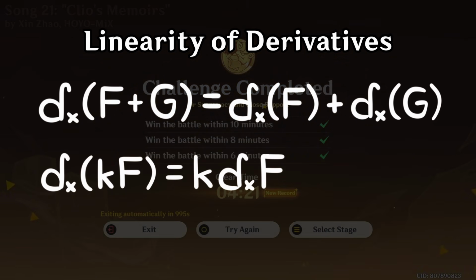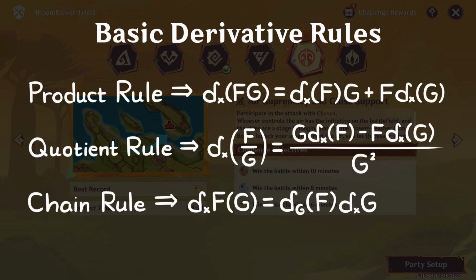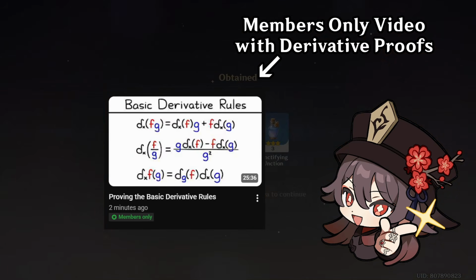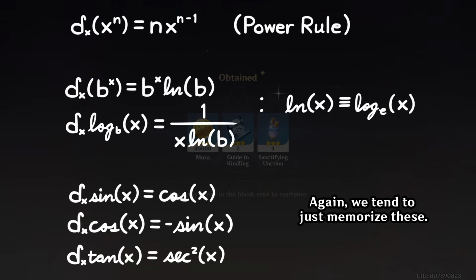And here are some basic rules to be familiar with, specifically the product rule, quotient rule, and chain rule. By the way, if you want to see the proof of these rules and properties, I have a members only video where I show how they can all be obtained from the original definition of the derivative. Lastly, here's a list of common derivatives.